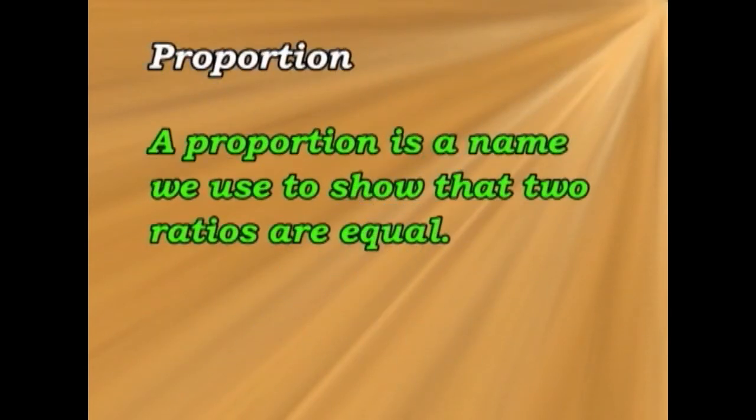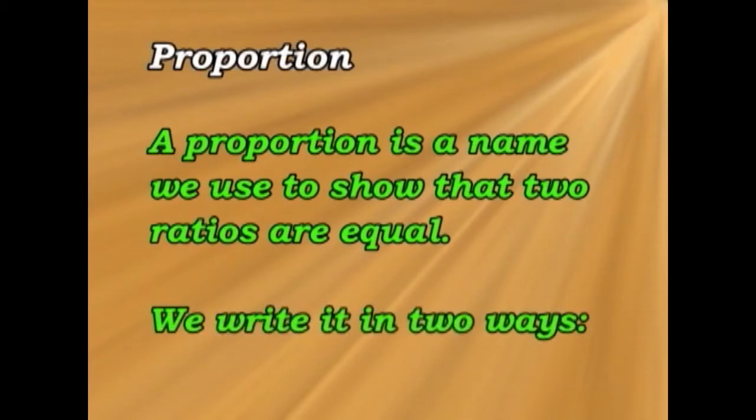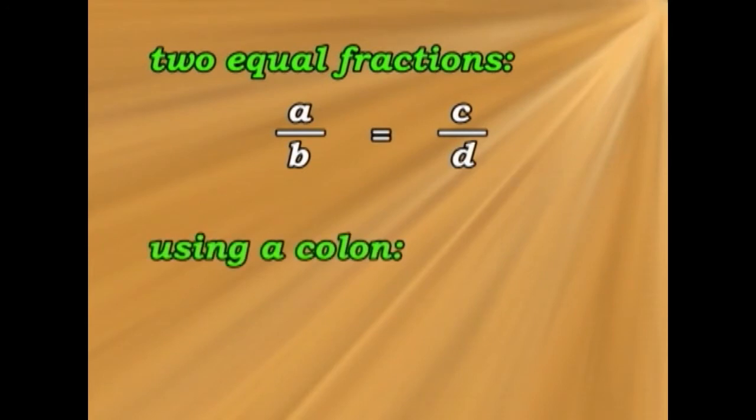Proportion is a name we use to show that two ratios are equal. We can write it in two ways. As two equal fractions, like this: A over B equals C over D. Or, using a colon, we write it like this: A colon B equals C colon D.